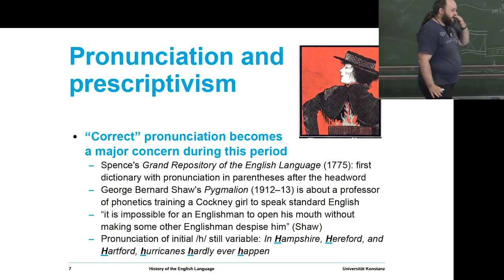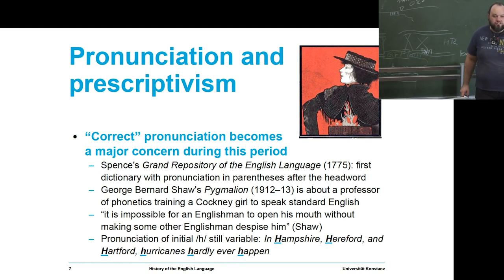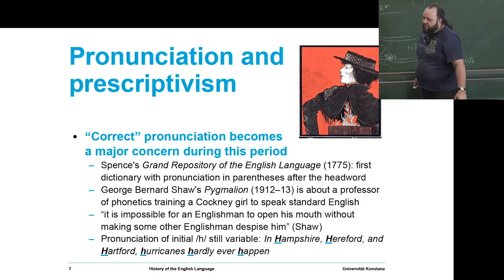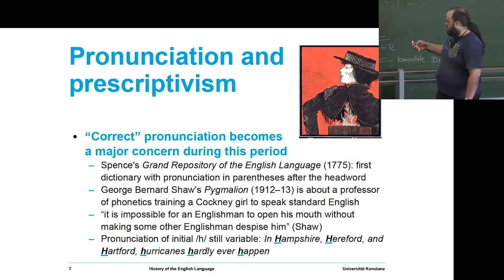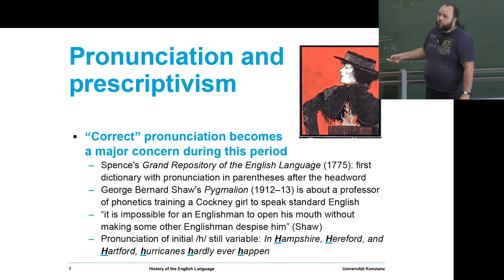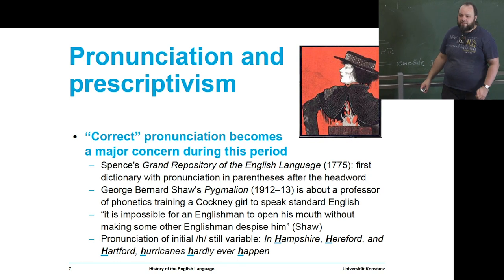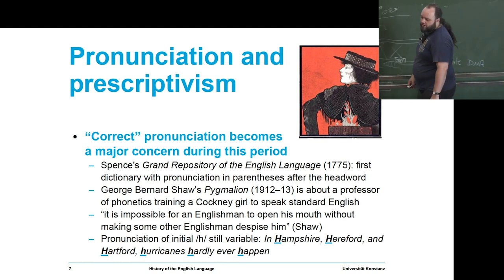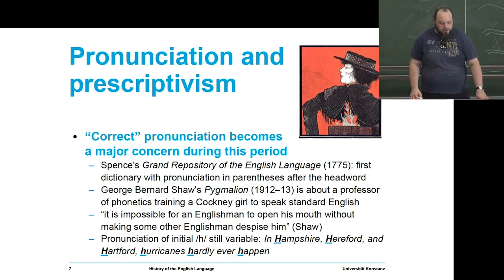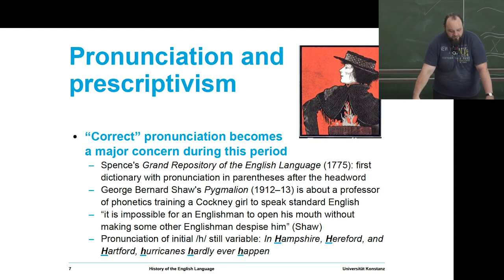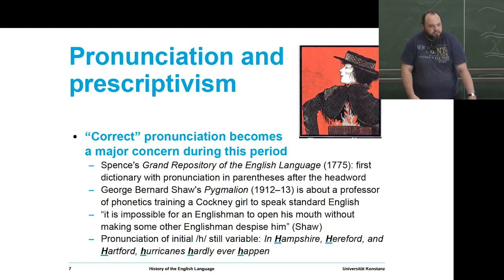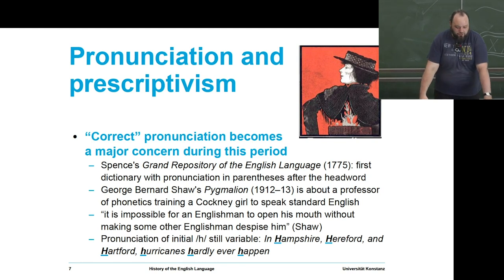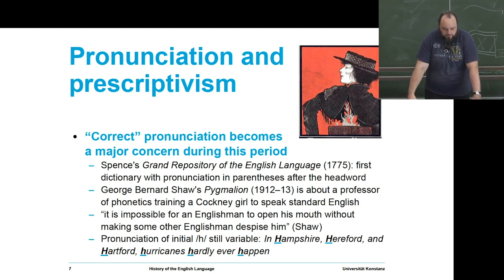One of the major points of variation is the pronunciation of initial H. So this is something that varies quite substantially across different varieties, and therefore you would get people practicing saying sentences like this in order to practice getting their H's right. This sentence would read, "In Hampshire, Hereford and Hartford, hurricanes hardly ever happen." There are many varieties where all of those H's would be left off, particularly the Cockney dialect that Eliza is speaking at the start of the play.